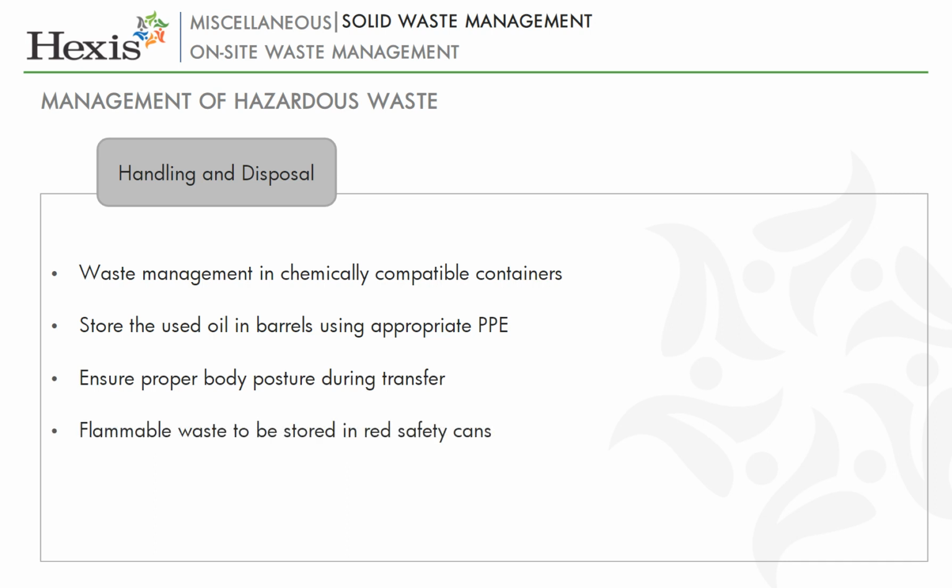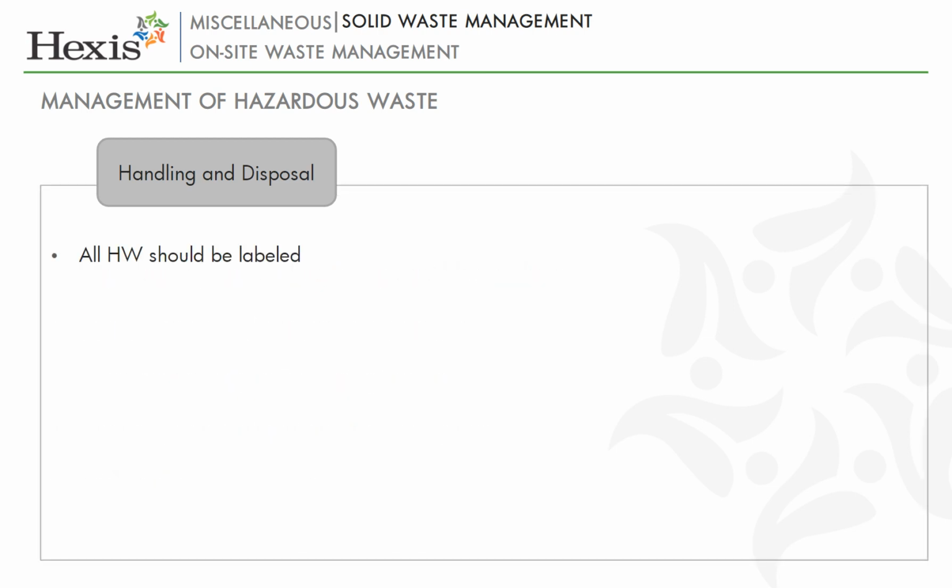Flammable waste should be stored in red safety cans with spring tops and flash arresters. Acidic material should be in corrosion-resistant containers. All HW should be labeled appropriately, should be visible and legible, and the containers should be positioned to have the labels outward.